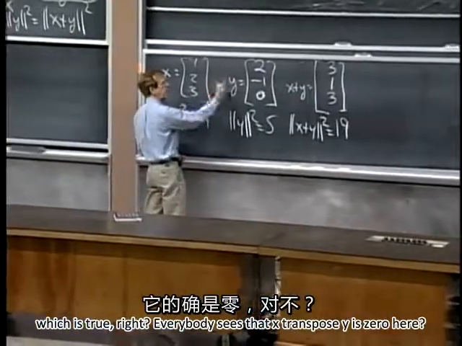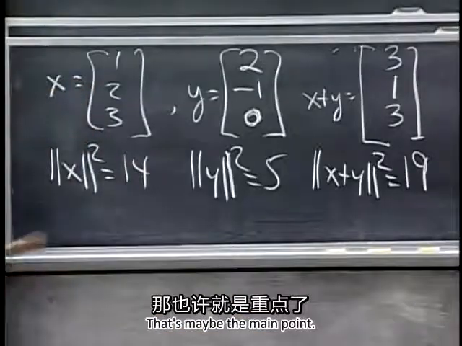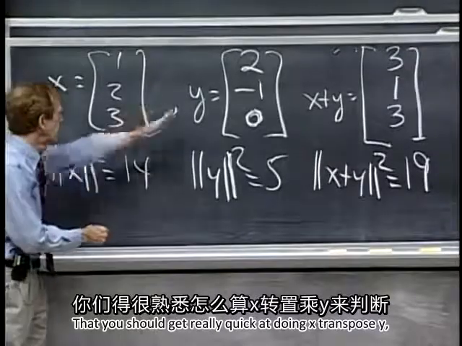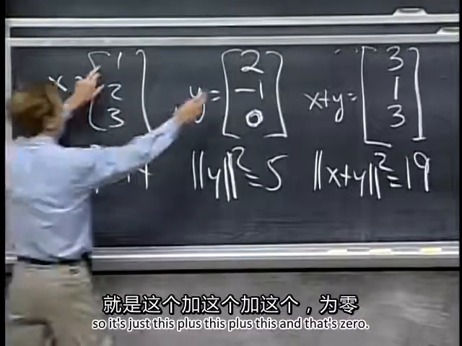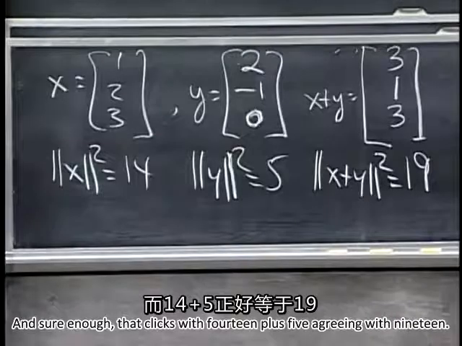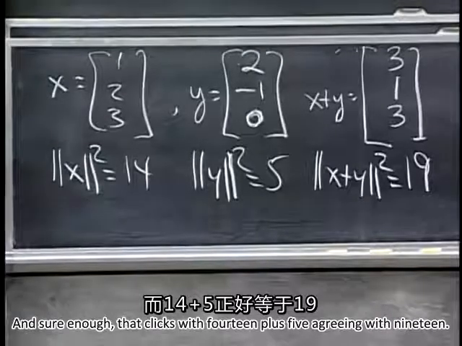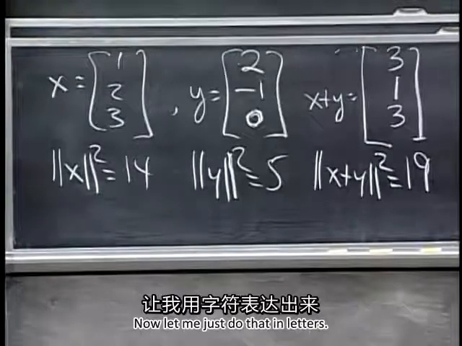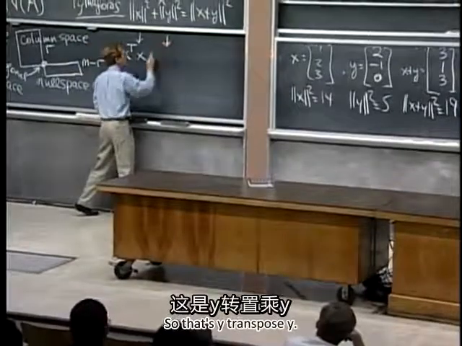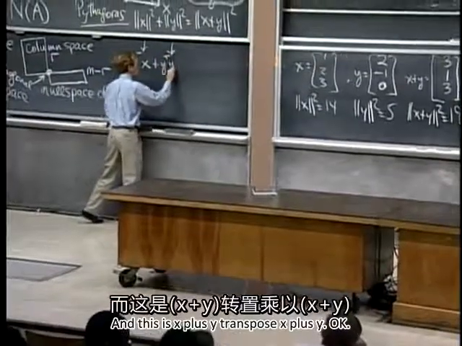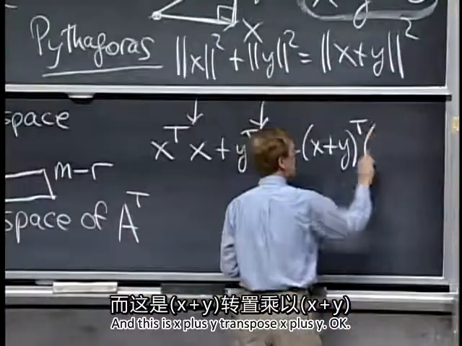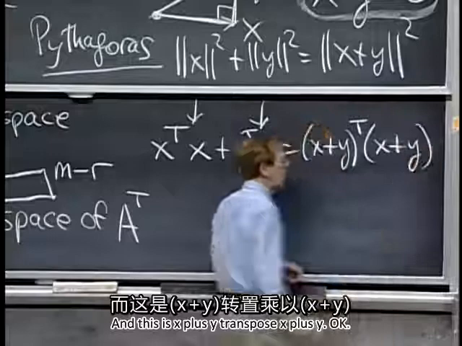Everybody sees that x transpose y is 0 here? That's maybe the main point, that you should get really quick at doing x transpose y. So it's just this plus this plus this, and that's 0. And sure enough, that clicks with 14 plus 5 agreeing with 19. Now, let me just do that in letters. So that's y transpose y. And this is x plus y transpose x plus y.